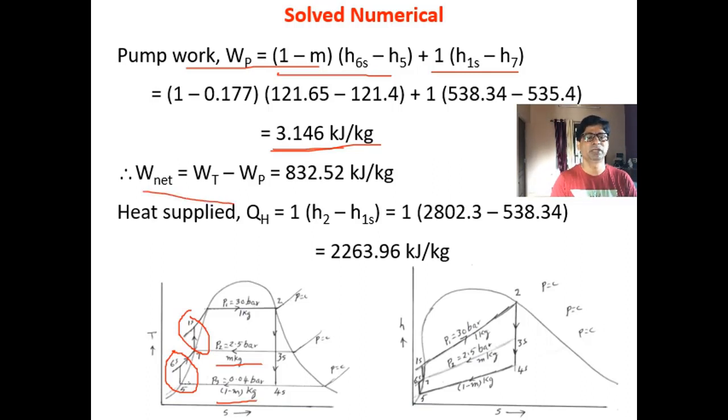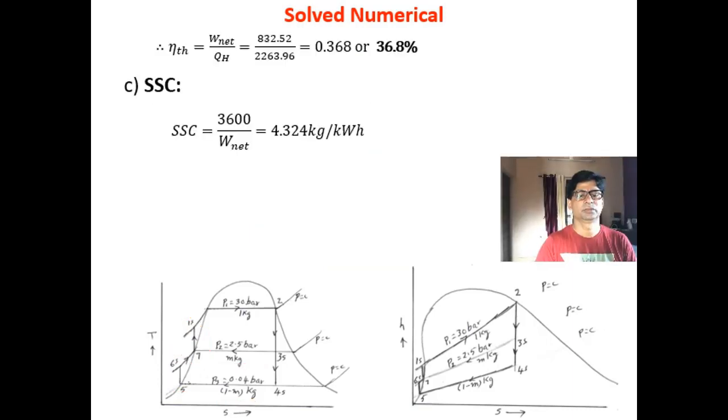Now W net is nothing but WT minus WP, which is 832.52 kilojoules per kg, and heat supplied is nothing but H2 minus H1S, for the complete 1 kg. So you will get 2263.96 kilojoules per kg. Finally, to conclude, let us calculate the efficiency, W net by QH. We'll get 36.8% and a specific steam consumption of 4.324 kg per kilowatt hour.